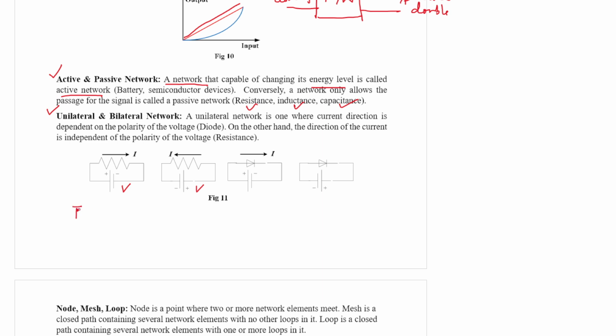Current I is independent of the polarity of the potential. So it is called a bilateral network.